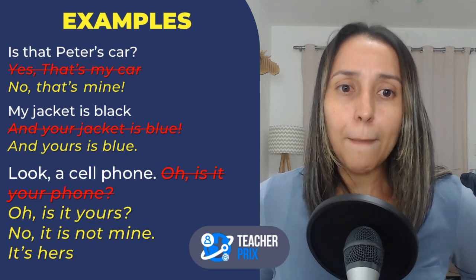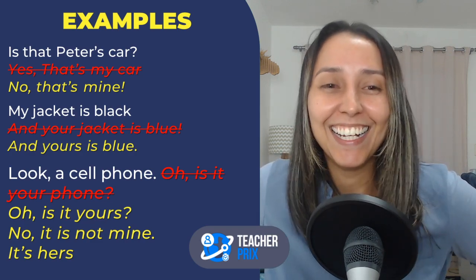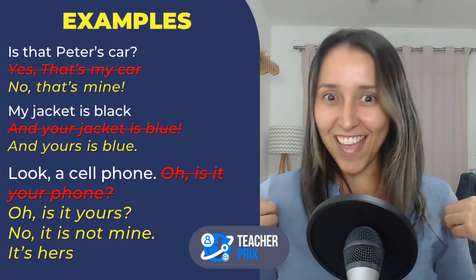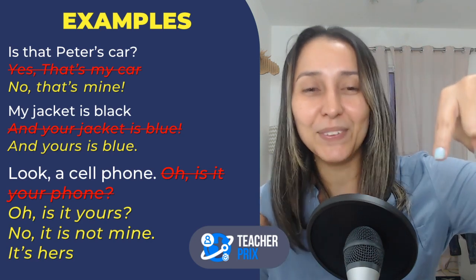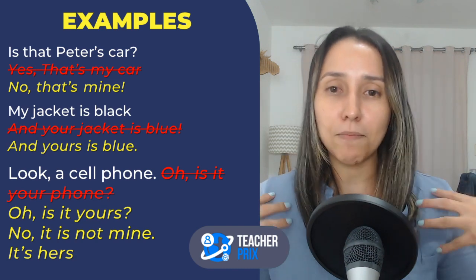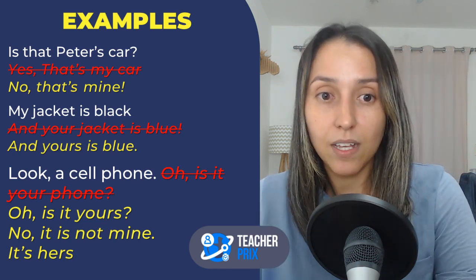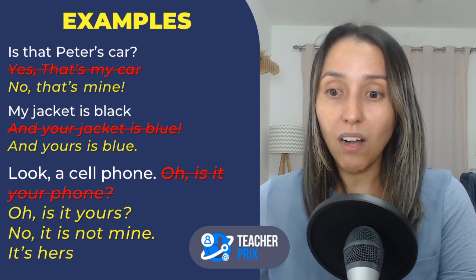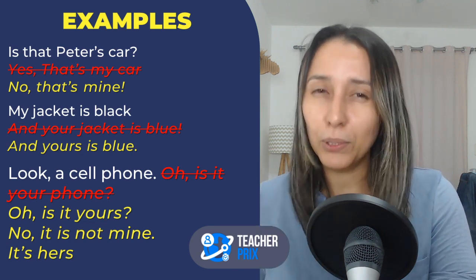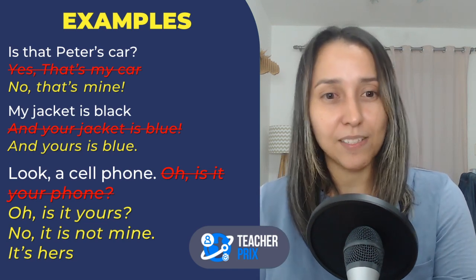Next example. My jacket is black and your jacket is blue. So my jacket is black, okay, I can say that, no problems. But then I look at my friend, oh look, my jacket is black and your jacket is blue. I don't need to say your jacket again because I already said my jacket. The problem is I don't want to repeat jacket again. So I can use the possessive pronoun. Oh, my jacket is black and yours is blue. Huh, how cool is that? I don't know if it's cool, but hey, I like jackets.